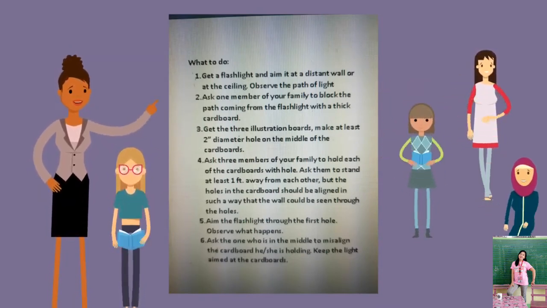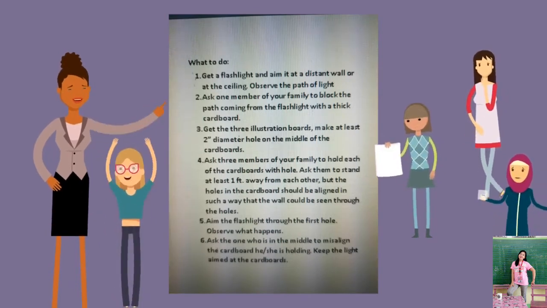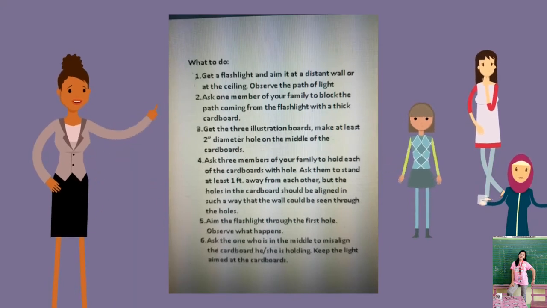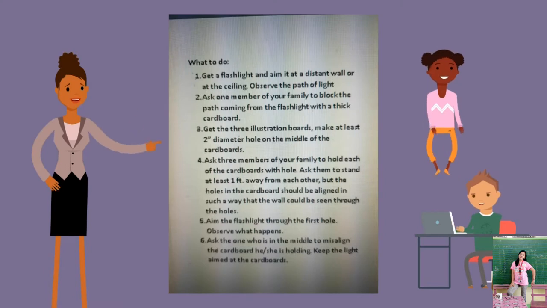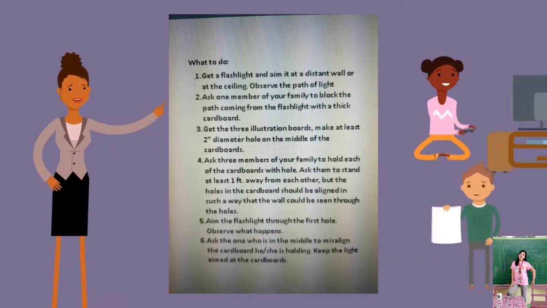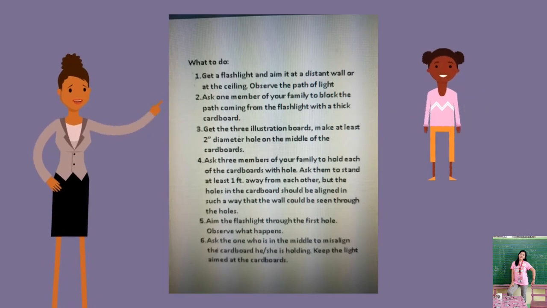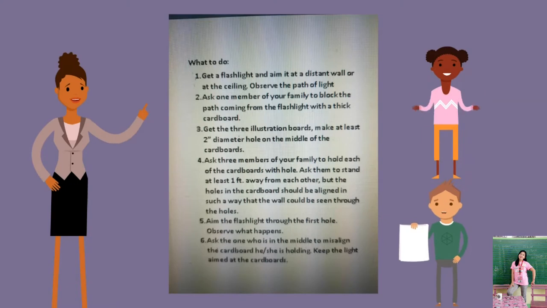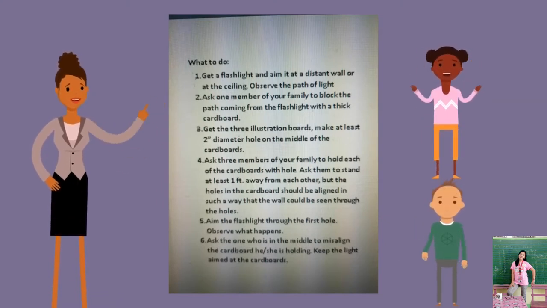cardboards. Number 4, ask 3 of your family members to hold each of the cardboards with a hole, and then ask them to stand at least 1 foot away from each other, but the holes in the cardboards should be aligned in such a way that the wall could be seen through the holes. And then number 5, aim the flashlight through the first hole and then observe what happens.